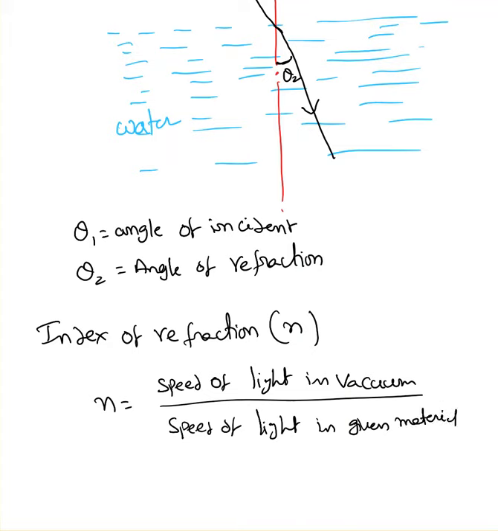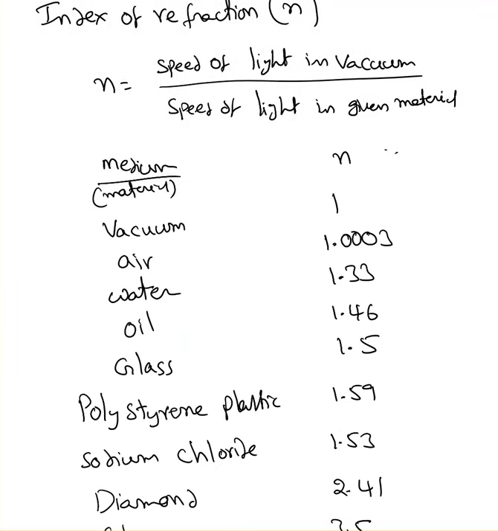Okay, the n value is the speed of light in vacuum over the speed of light in the given material. So this n value is always greater than 1, because the speed of light in vacuum, which is 3 times 10 to the power of 8, is the highest compared to any other material. So the index of refraction n is the speed of light in vacuum over the speed of light in the given material. For a given material, the n value is already given.